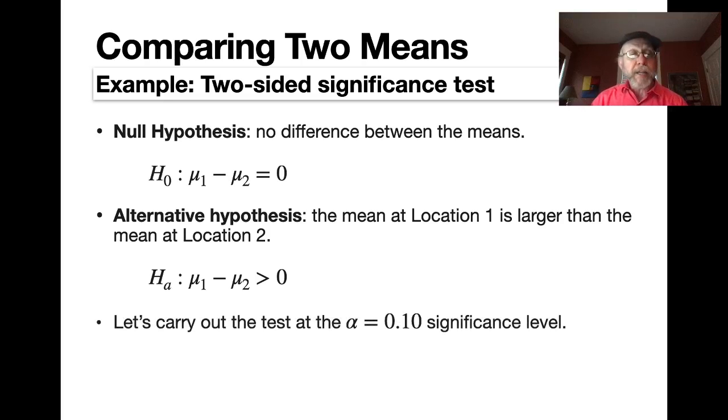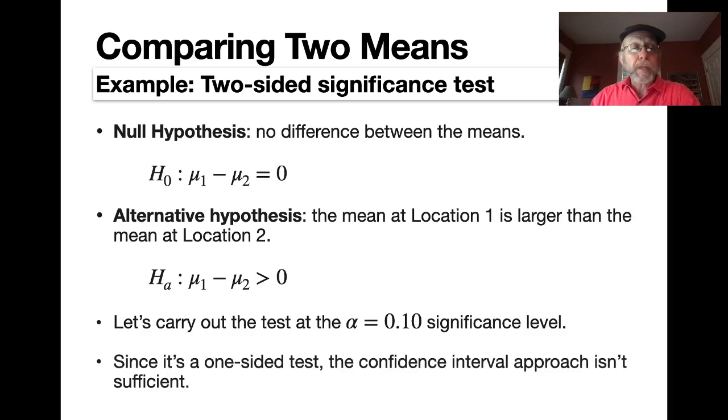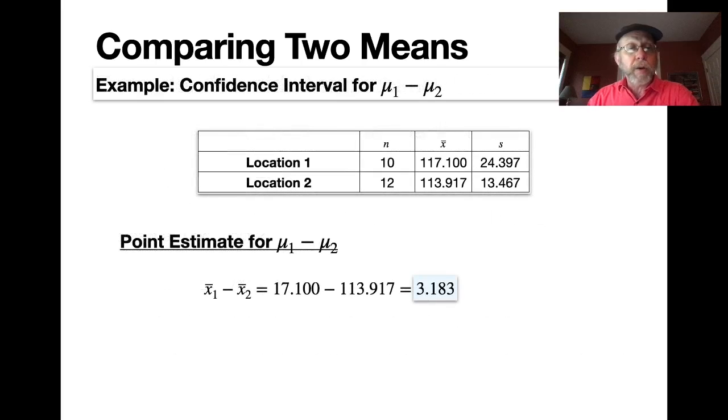Let's carry out this test at a 10% significance level. So this would be a pretty weak significance level, right? We're not requiring a whole lot of evidence in order to reject the null hypothesis that the difference in means is 0. All we're going to be looking for is a p-value that would be less than 10%. Let's see what we get. We can't use a confidence interval approach here because the alternative is one-sided, but we can just go back to our data, compute a test statistic, and so on.